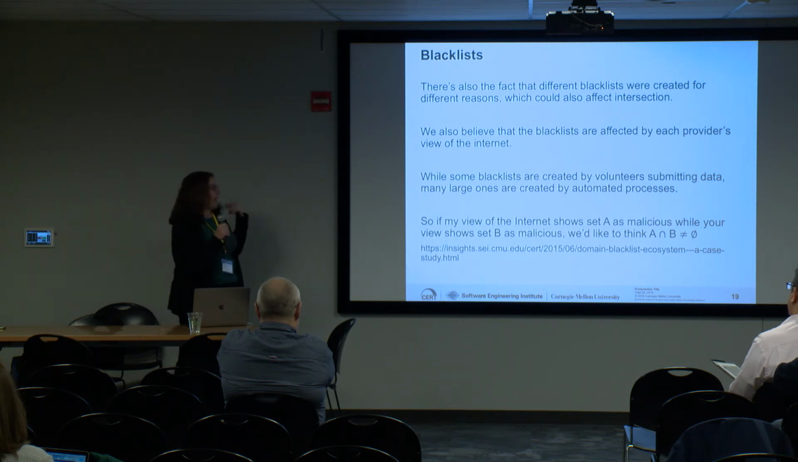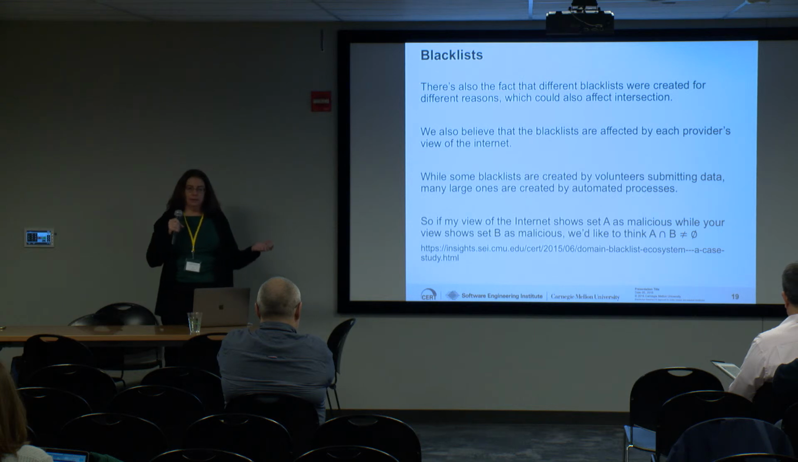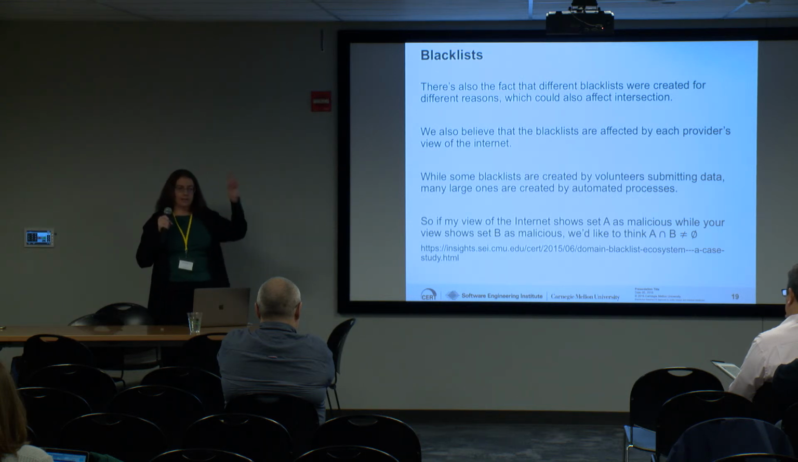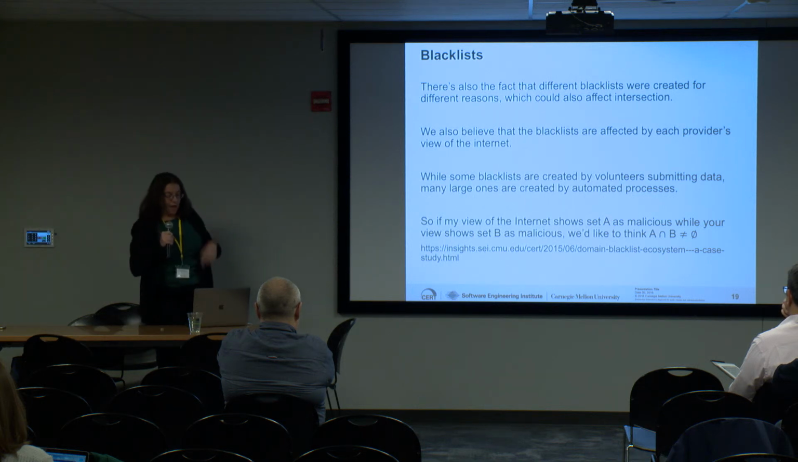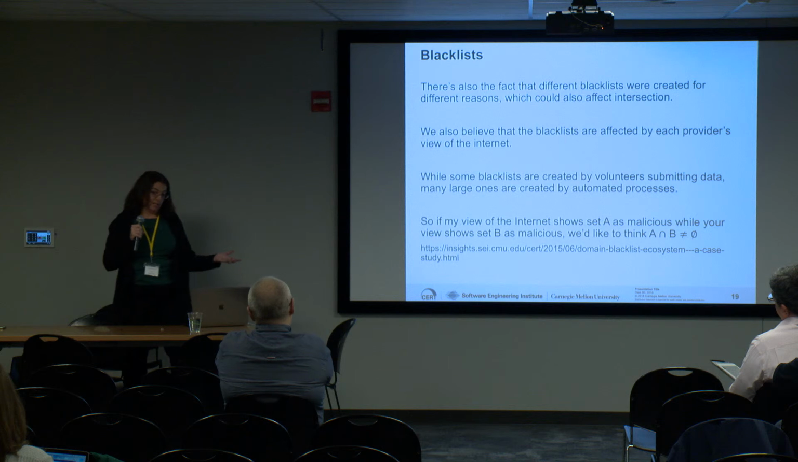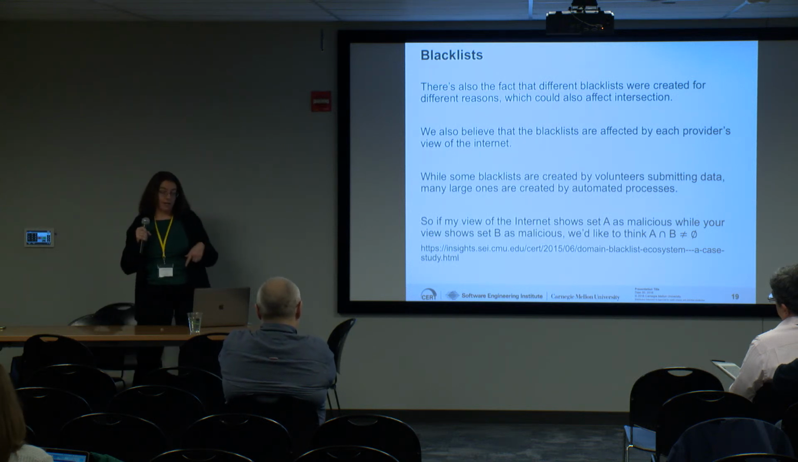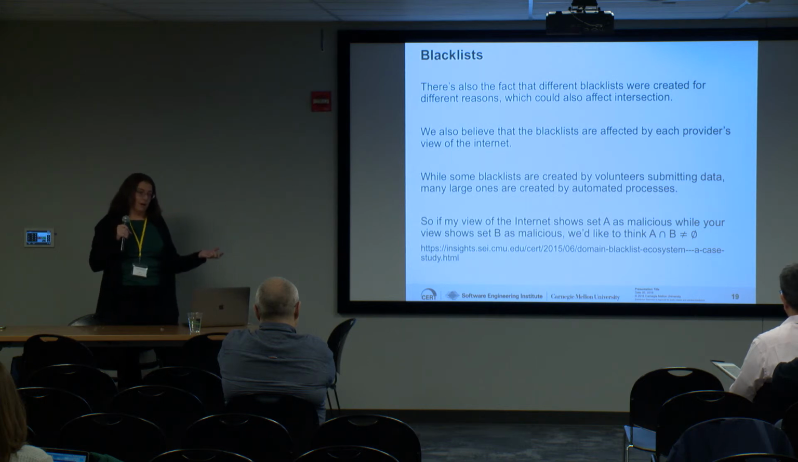You also have lists that are absolutely generated by whatever automated process. They're secret sauce. Whoever said I don't like secret sauce, yeah, I like you. So if my view of the internet shows A is malicious, while your view of the internet shows that B is malicious, we would assume that A intersect B is 0.